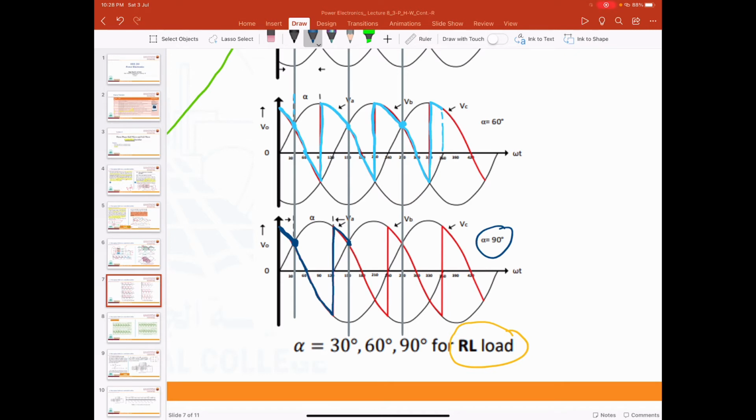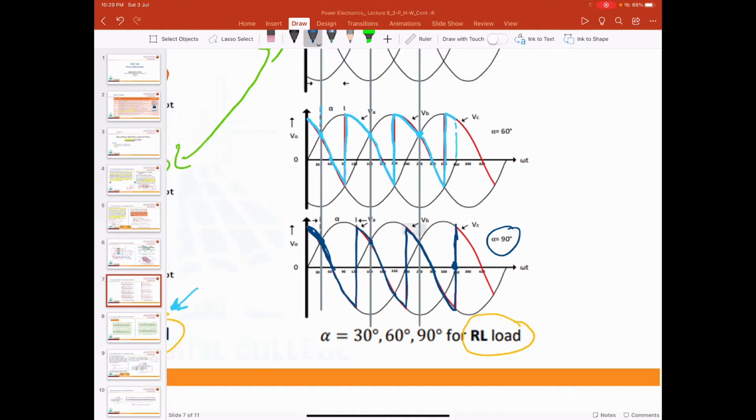So this is 30, this is 30, this is another 30. We'll go up, we'll add 30, and so on until here يا شباب. This is 360, right? So we will stop here, and this is the rest of the waveform. خلاص. So in case if we have R load and we add alpha bigger than 90, then we will have problem يا شباب.